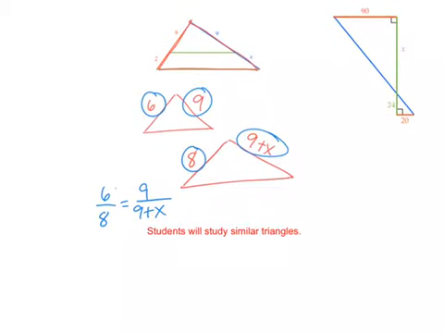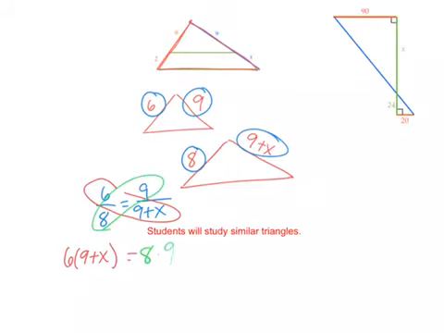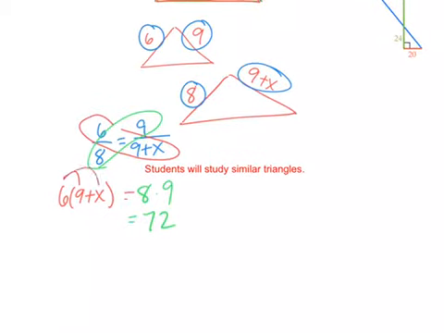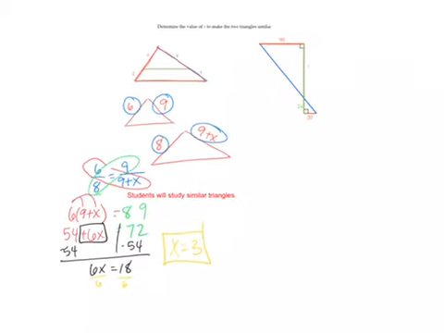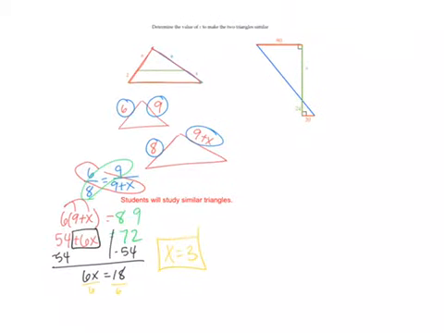From here, we can cross multiply and divide. So 6 times 9 plus x in relationship to 9 times 8. So 9 times 8 is 72. 6 I have to distribute to 54 and 6 plus x. And then solve for x. So subtract 54. Divide by 6, and x equals 3. So they tell you what would make these two similar.